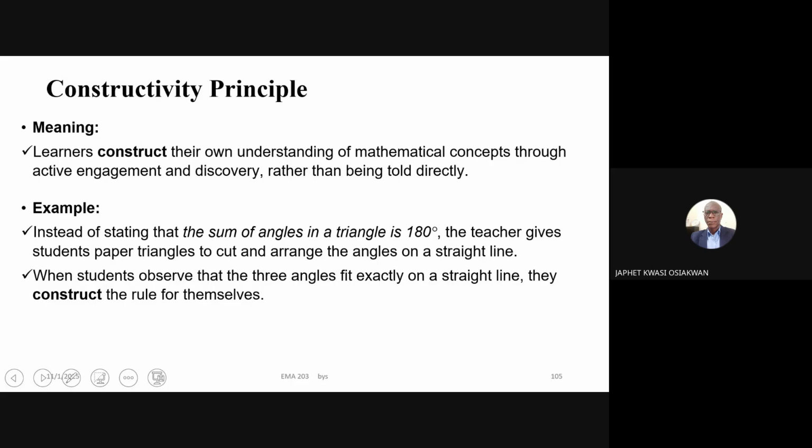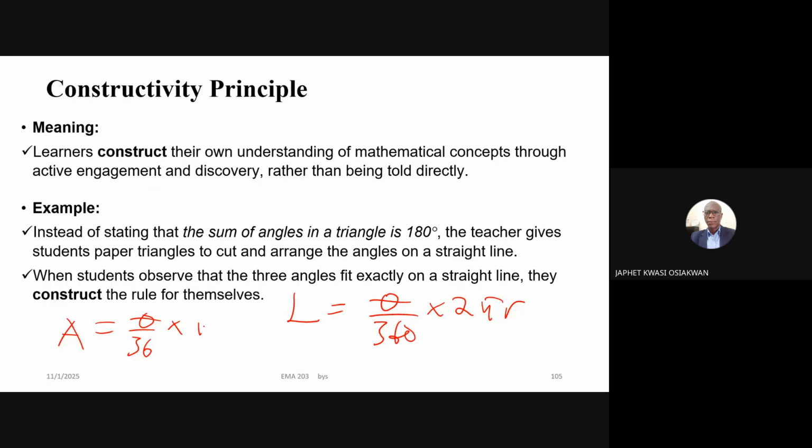Any other question? Hello, sir. The one you just wrote is supposed to be 2 pi r, not pi r. Okay. 2 pi r. Yes. That's the length of the arc. That's what I mentioned. Length of the arc is theta on 360 times 2 pi r. And the second one is the area, which is theta on 360 times pi r squared.